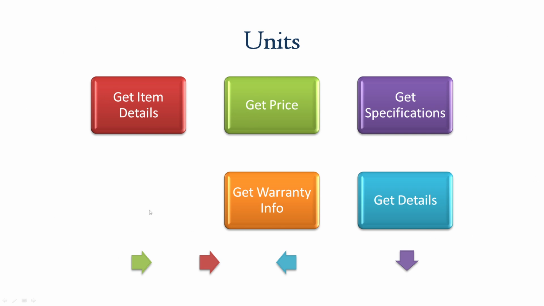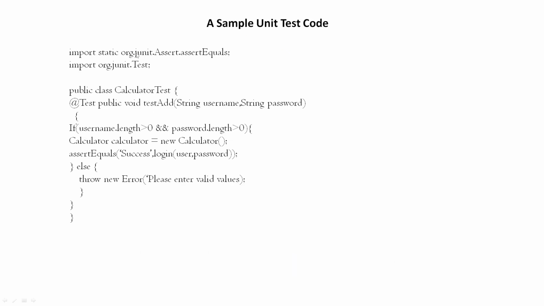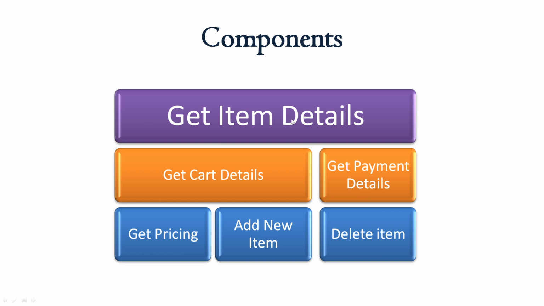All this work will be done by one single component. That component is get item details. Now you understood, right? Yes. Similarly, we have other components like get card details, get payment details, like that. Okay, pricing, date, all those items. So this is a component, guys.